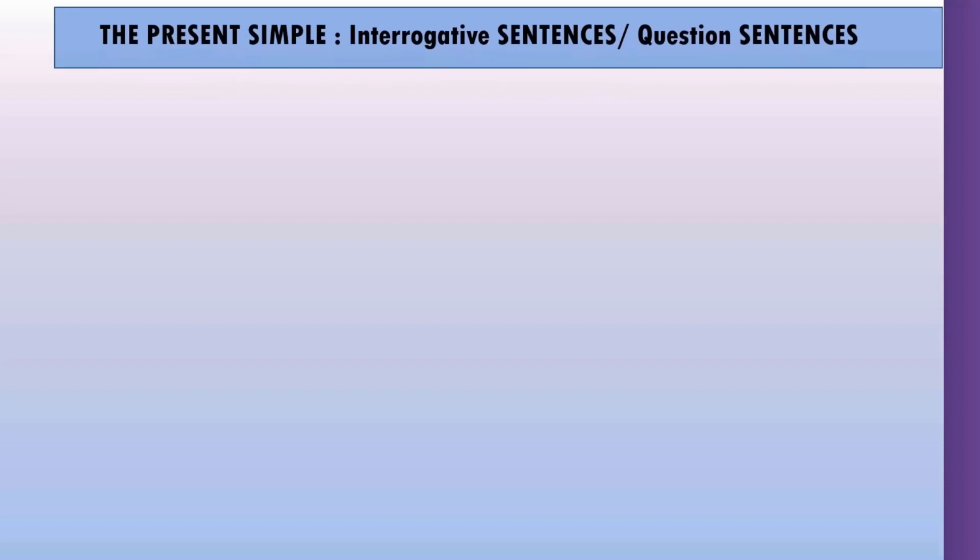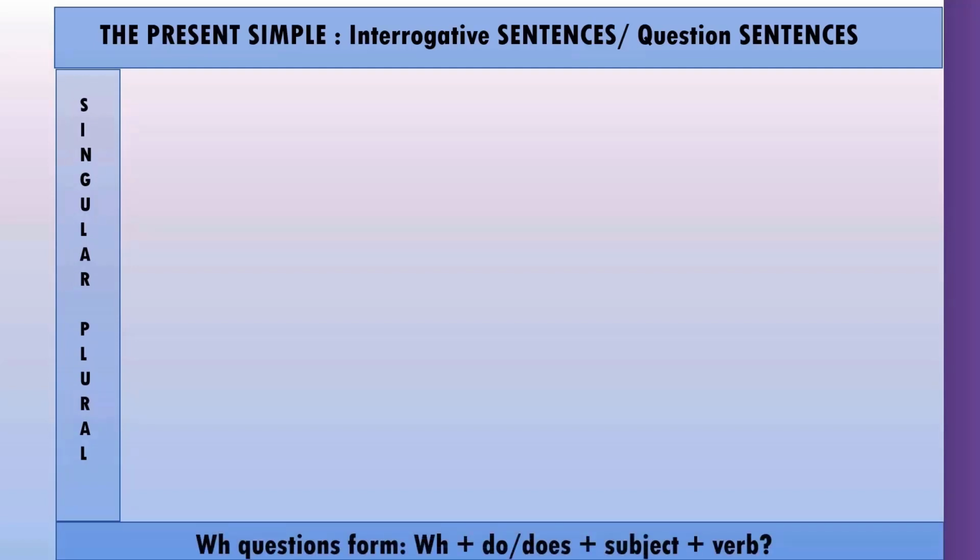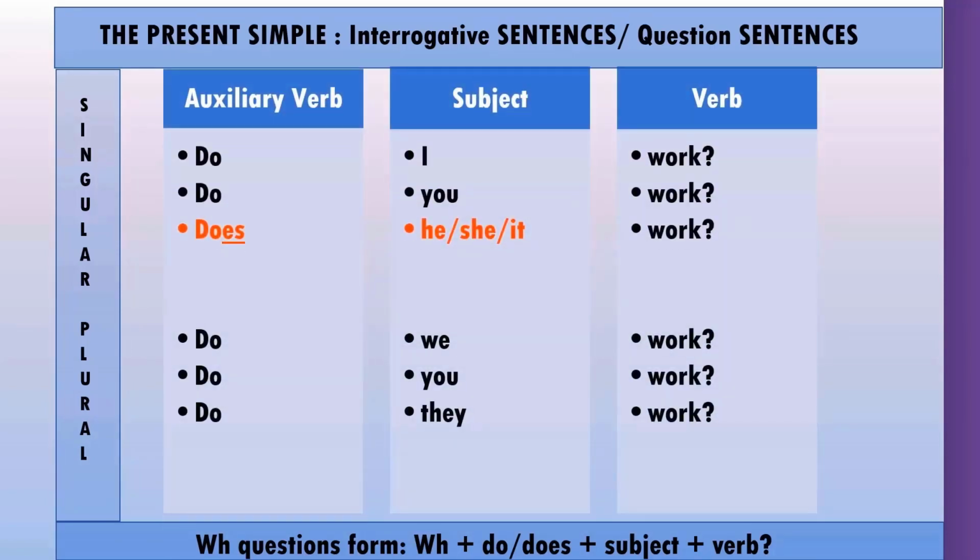So the present simple interrogative, which are question sentences now, okay? So again, singular and plural. Okay, so we're going to look at auxiliary verb sentences, but remember we also have WH question form as well, which we will be looking at later, okay? So for now, we've got the auxiliary verb, okay?